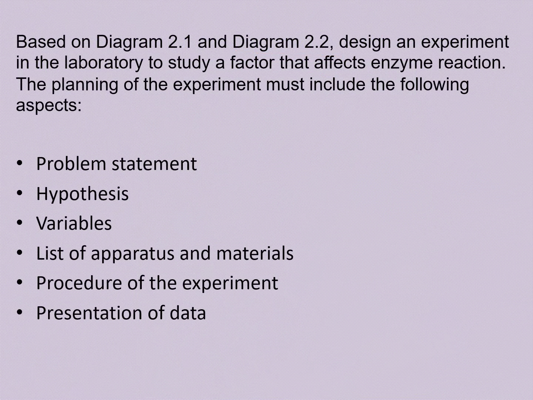The question is, based on diagram 2.1 and diagram 2.2, design an experiment in the laboratory to study a factor that affects enzyme reactions. The planning of the experiment must include the following aspects: problem statement, hypothesis, variables, list of apparatus and materials, procedure of the experiment, and presentation of data.